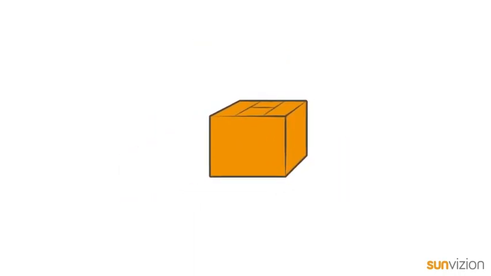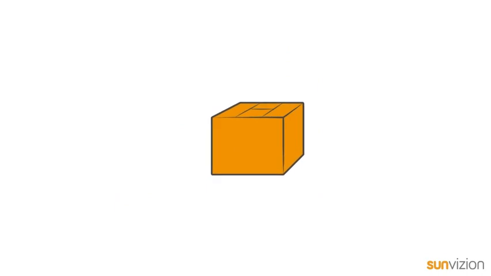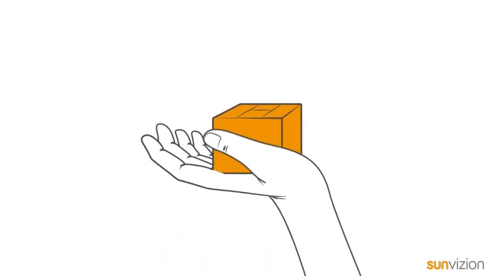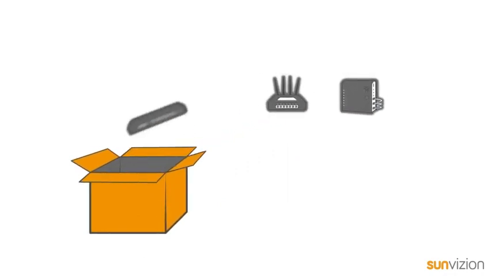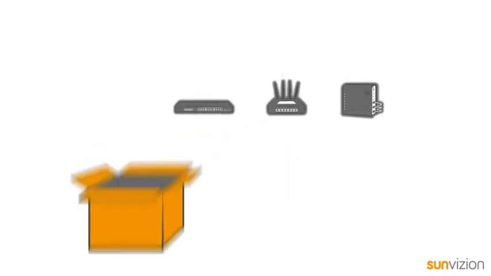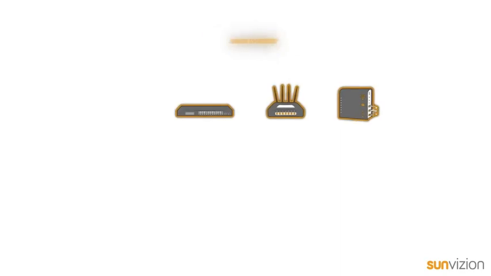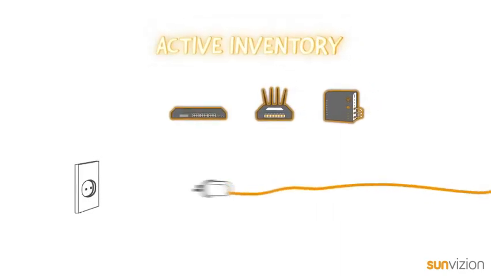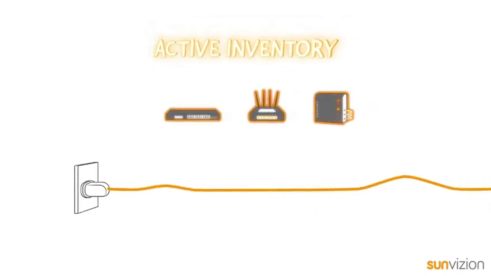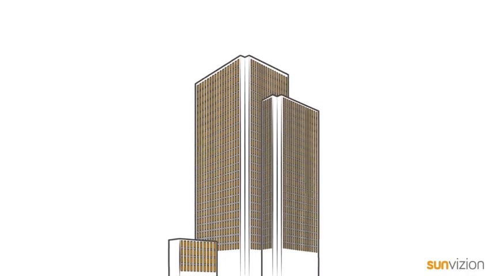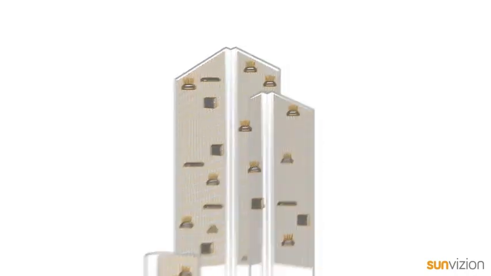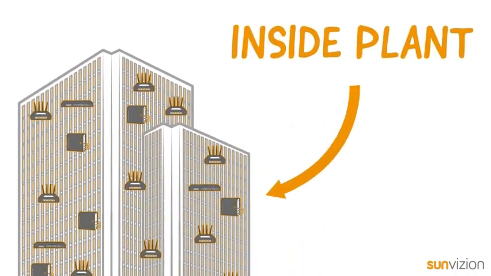Physical inventory, as the name suggests, relates to tangible objects that you can hold in your hands. This can be network equipment like switches, modems, and routers. These devices are known as active inventory, in part because they require power to operate them. Since most active inventory is stored inside communications rooms or buildings, most examples are known as inside plant.